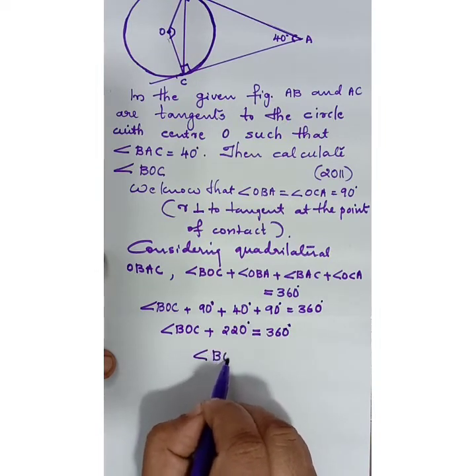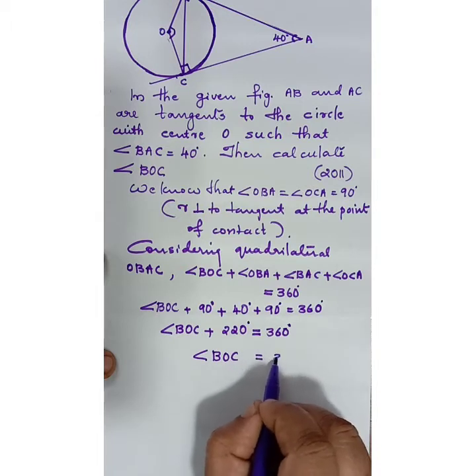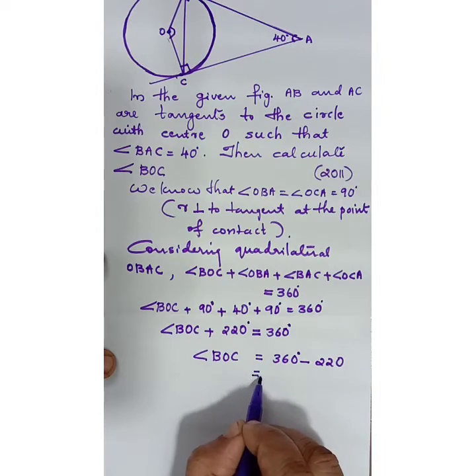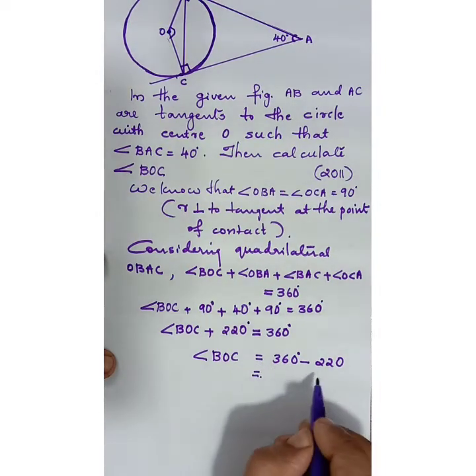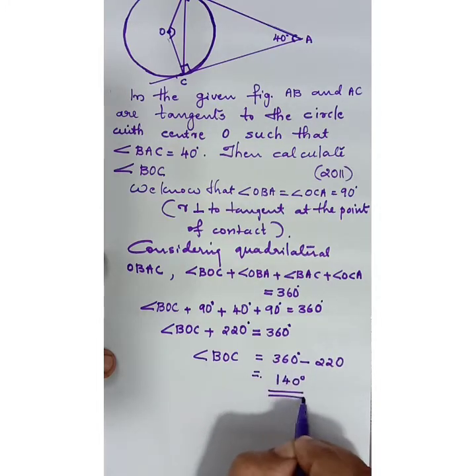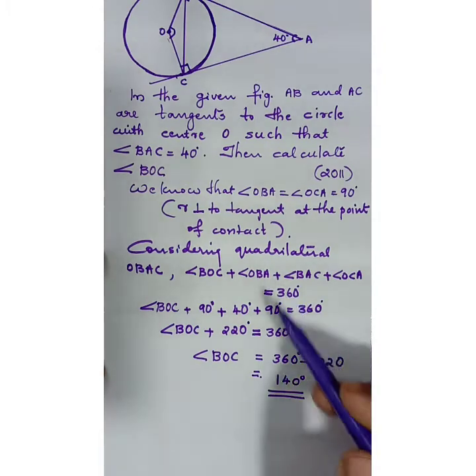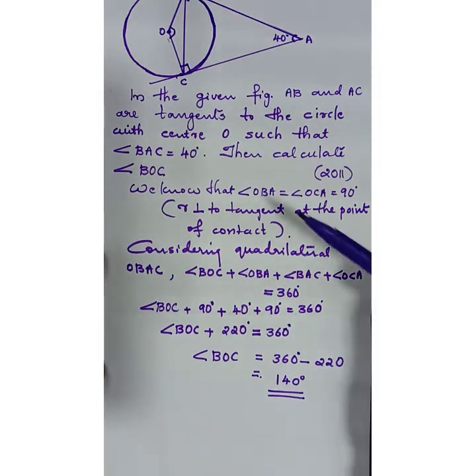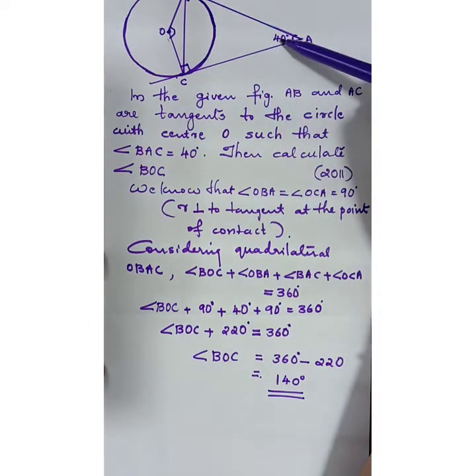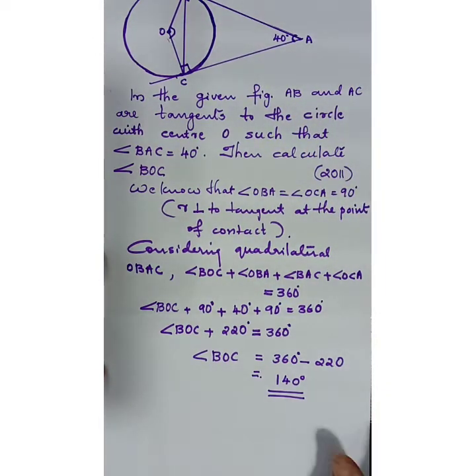Therefore, what is angle BOC equal to? So here we can write 360 degrees minus 220 degrees. Okay, subtract, you will get the answer. It is 140 degrees. If it is a 1 mark question, you don't have to write this much. Directly we can write because we know these two sum will be 180. Therefore, these two opposite angles should sum to 180. 140 plus 40 will make 180. In short, we can write. If it is a 2 mark or 3 mark question, write all these steps.